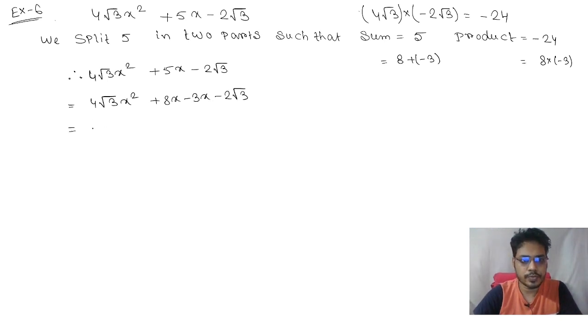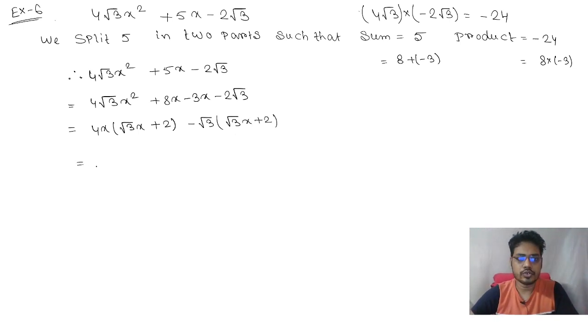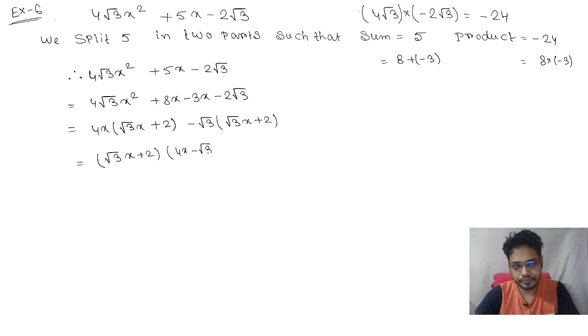So from the first two parts take 4x common. So it will be root 3x plus 2. Now take root 3 common, minus root 3 common. So it will be root 3x plus 2. So now you can check root 3x plus 2 is common. So you have to take root 3x plus 2 common. So it will be 4x minus root 3. That will be the answer of this question.